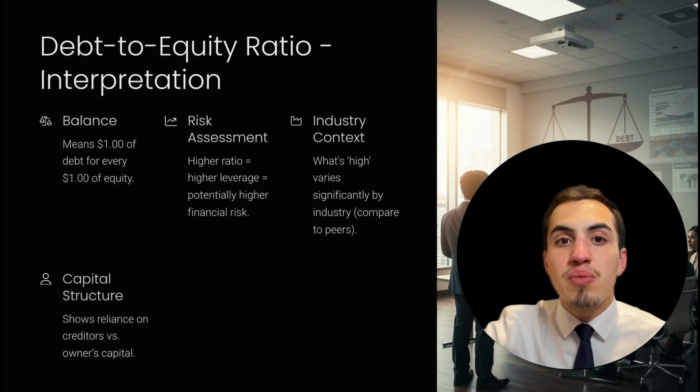This 1x ratio means the company is financed equally by debt and equity. For every dollar of owner's capital, there's a dollar of creditor financing. A higher ratio signifies greater leverage and potentially higher financial risk. It's crucial to compare this ratio to industry averages, as acceptable levels vary widely.